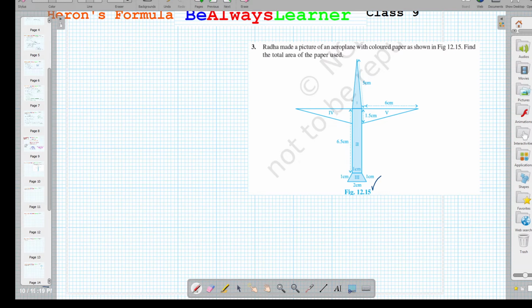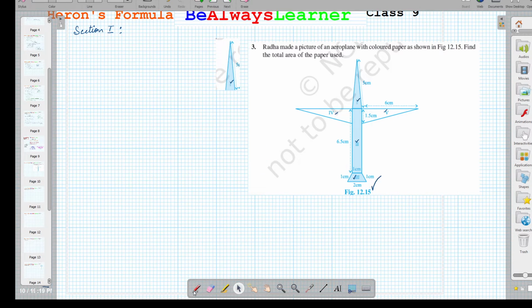So this is section 1, this is section 2, this is section 3, this is section 4 and 5. We are having a total of 5 sections. Now starting with section 1. We are just separating section 1 so that we can understand it.